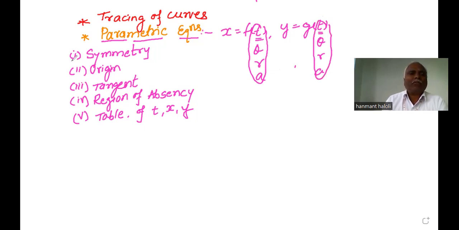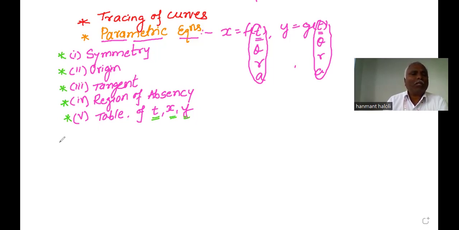Now, mainly we are going to learn these concepts for tracing the curve. First is symmetry. Symmetry of the curve you have to find out from the equation. Now, check whether the curve is passing through origin or not. Third, whether the curve has a tangent or not, and where the curve is absent, you have to find out. And construct a table containing the parameter t, x and y values. These are the main factors to construct a parametric equation of a curve.